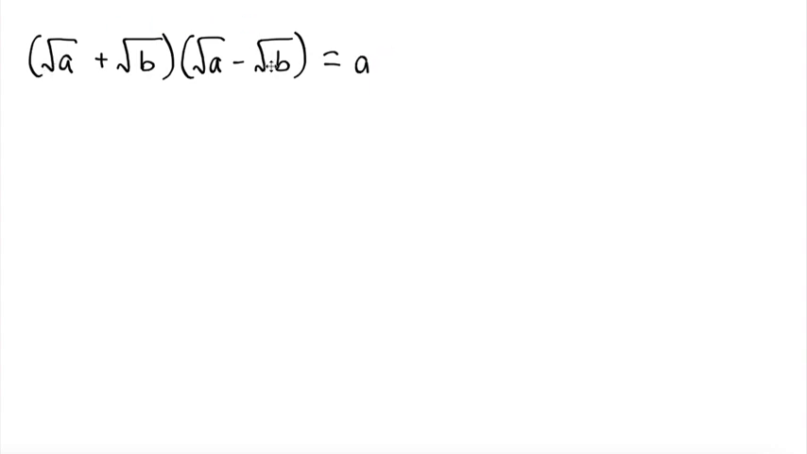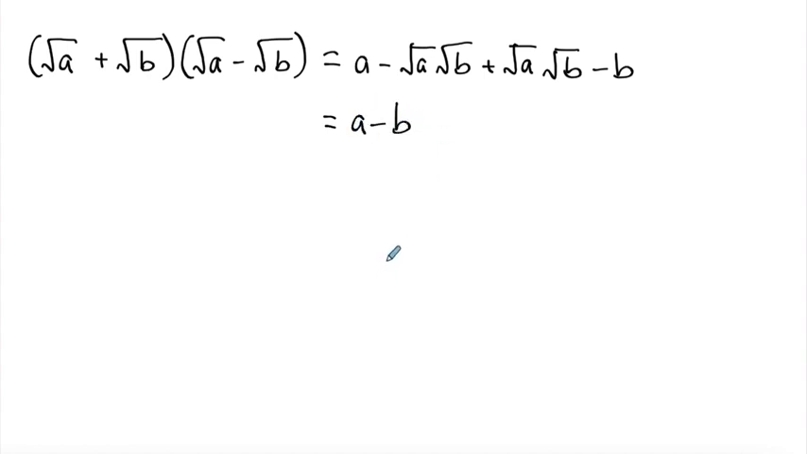Root a times negative root b becomes negative root a times root b. Root b times root a becomes positive root a times root b. And root b times negative root b becomes negative b. So you'll start to learn that those two middle terms will always cancel each other out. So we're just going to be left with a minus b for this example.